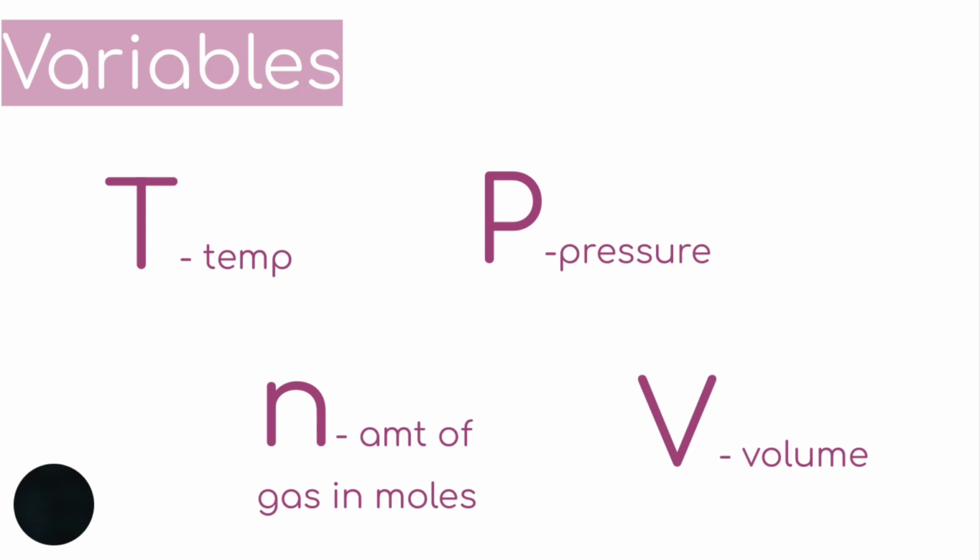There are basically four different equations that explain the different relationships between these four variables. And the variables we're looking at are T, which is temperature, P, which is pressure, N, which is the amount of gas in moles, and V, which is volume.